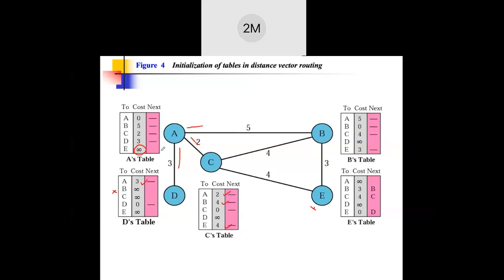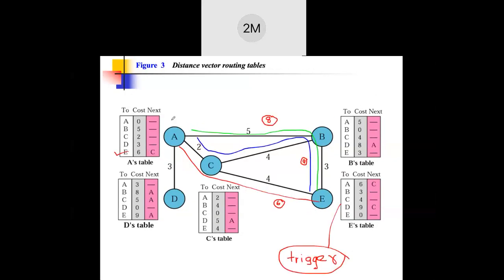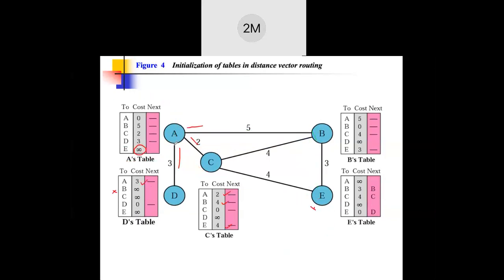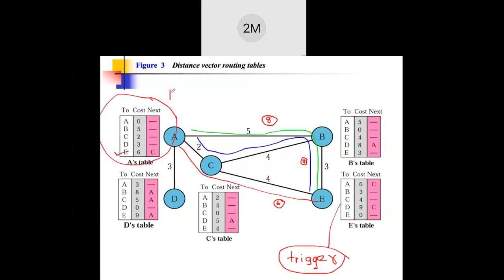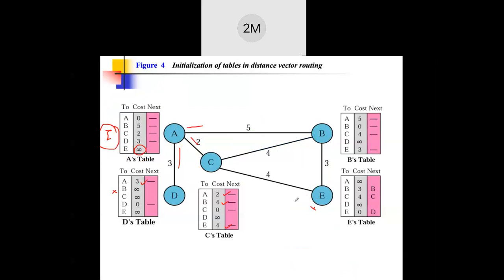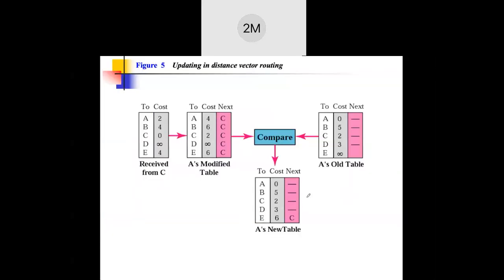Now from this table, how will it get this table? This is the interesting question. This is the initial table, and what you can see is the final table is this, so that A can deliver the packet through C to E. So for this, they will share the routing table.